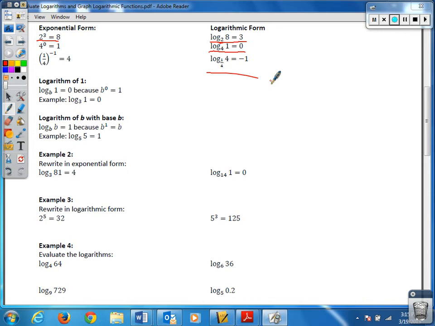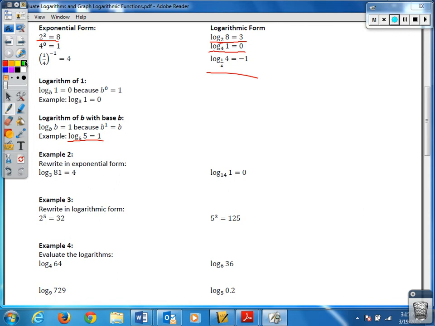So if we have, say, the log base 3 of 1, well, that's 0 because 3 to the 0 is 1. And then we have logarithms of b with base b. So this is easily shown with an example, I think. So if we look at the log base 5 of 5, that's 1, because again it's asking what power do we need to raise 5 to get 5? Well, that's 1. 5 to the first is 5.